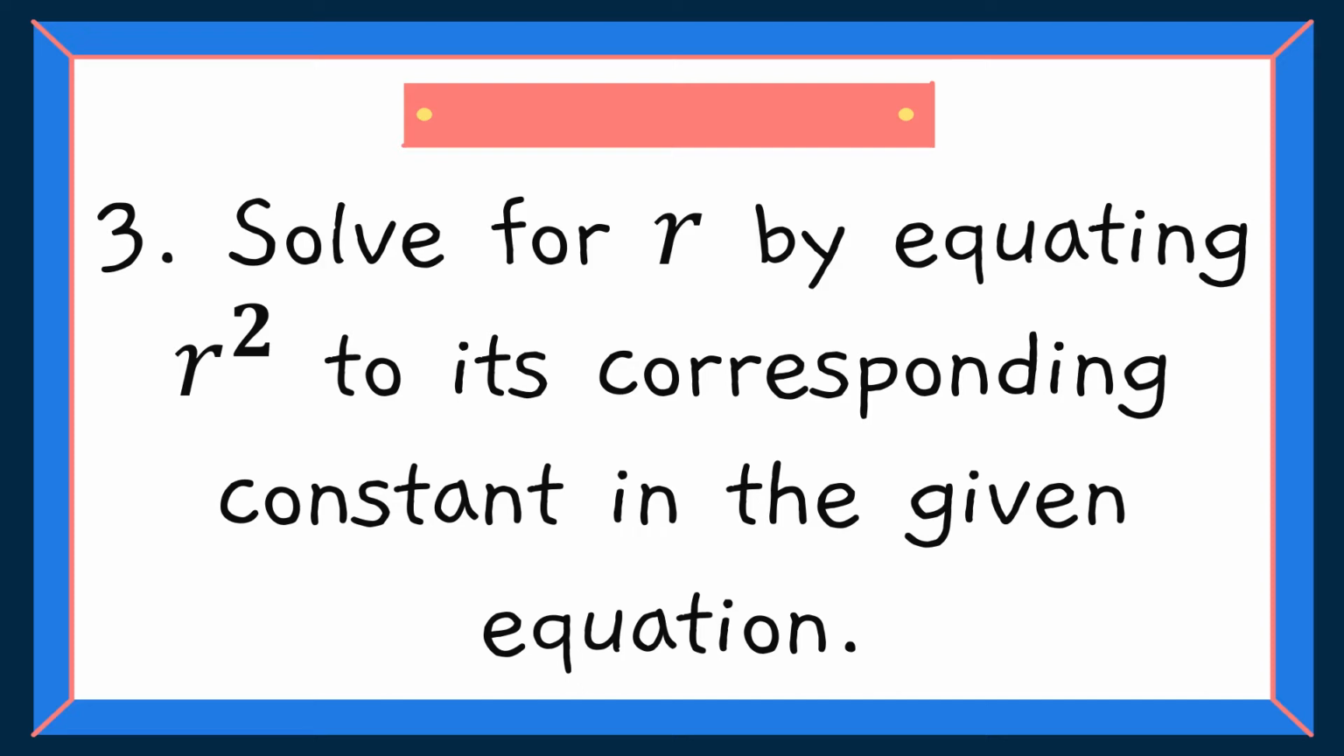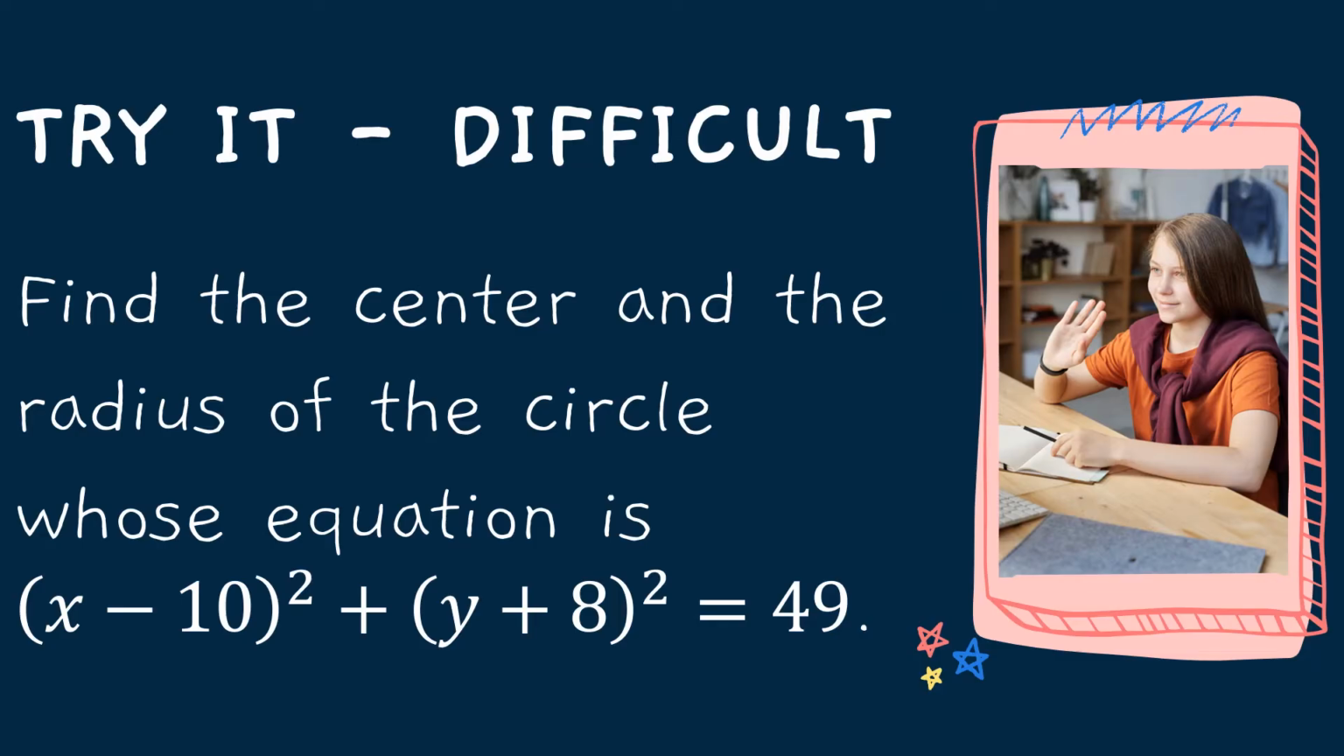So let us get started with the first example. Let us find the center and the radius of the circle whose equation is the quantity x minus 10 squared plus the quantity y plus 8 squared is equal to 49. Let us equate first the given equation to the format of our standard equation.